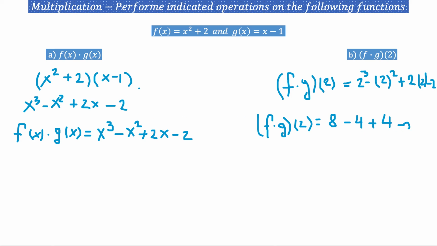So let me clean up this a little bit. So it is a minus 2. And now here we can simplify this plus 4 and minus 4. And finally, f times g of 2, with argument 2, is equal to 8 minus 2, which is 6. So this is the result.